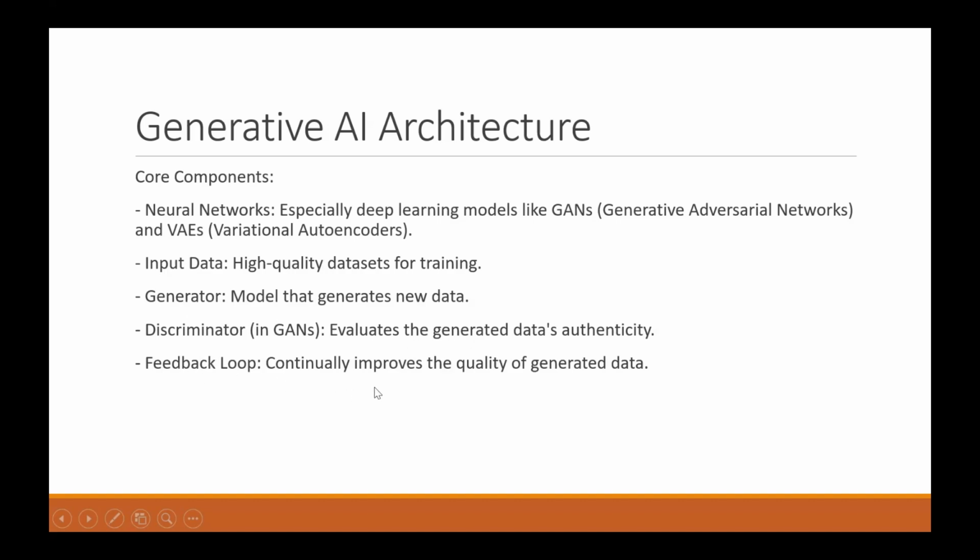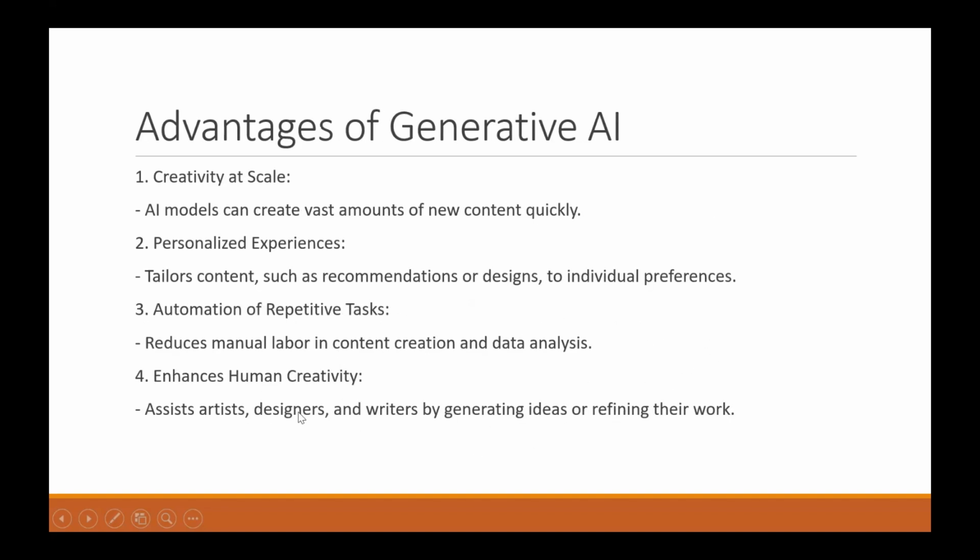The last one is the feedback loop. It continually improves the quality of generated data. It keeps improving the quality of your data if you are interacting with it in a human way. Like if you say something, then the AI model will say something. If you want to improve that or add something to that, just write to the Gen AI model and it will reply back based on your inputs.